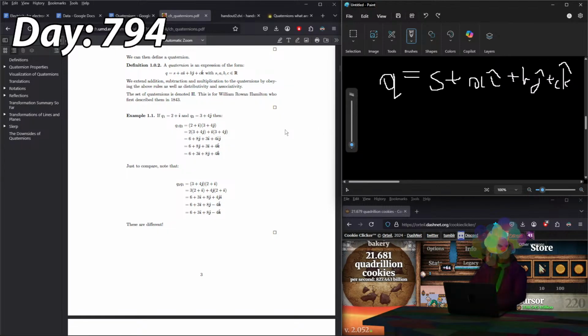Right. Okay. For Rowan Hamilton. I hate this, but whatever. If q1 is equal to 2 plus i, and q2 is equal to 3 plus 4j, then them multiplied together works like this. Makes sense. Okay. H for help.